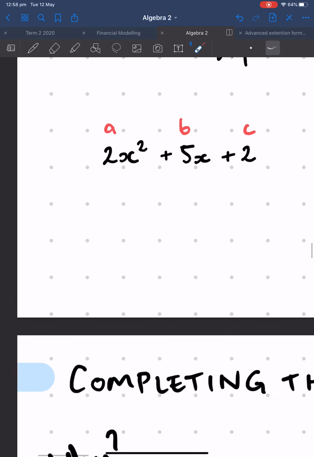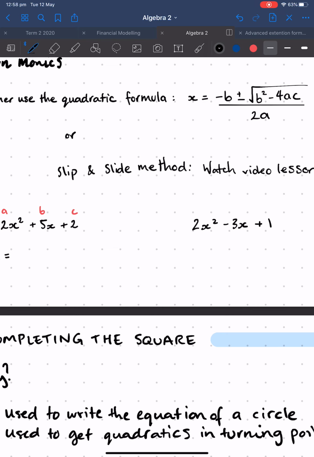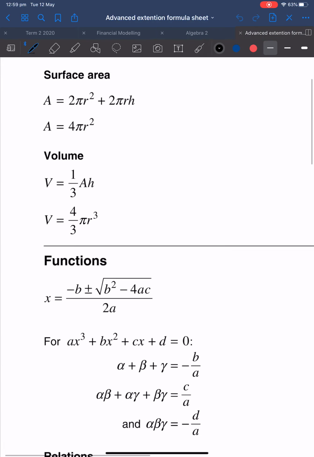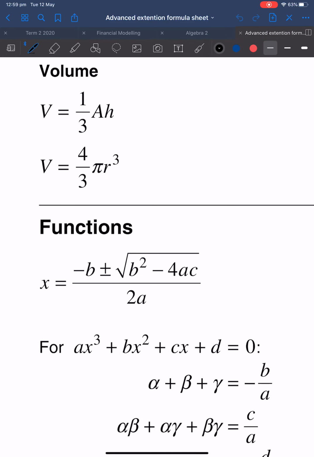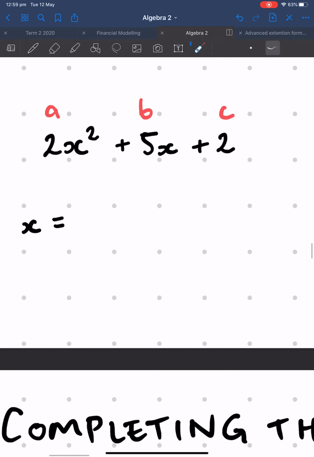So when you do the quadratic formula, all you're going to do is grab your calculator. And again, it's on your reference sheet that we're going to give you for any big test and exam you do. In fact, I have one handy. It's just here on the front page. Okay, so all you need to be able to do is spot A, B, C, and then you just type it straight into your calculator.